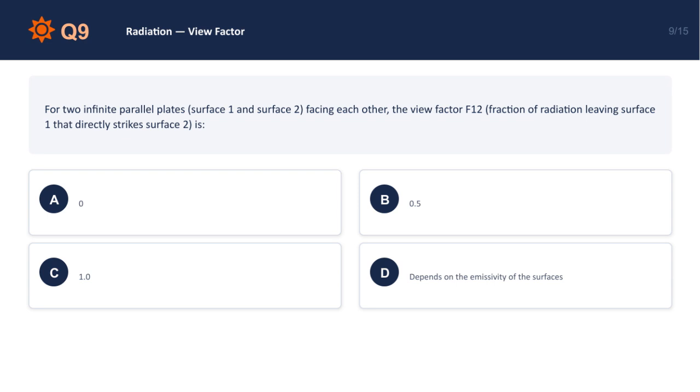It's important to note that view factors depend solely on the geometry of the surfaces involved, not on their emissivity or material properties. So, for infinite parallel plates, the answer is unequivocally 1.0.